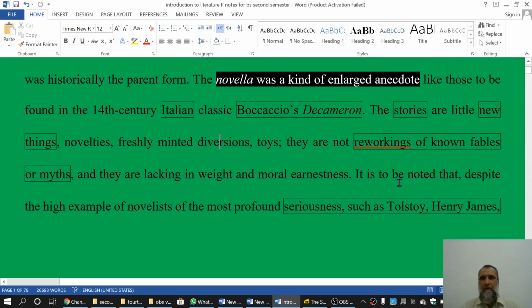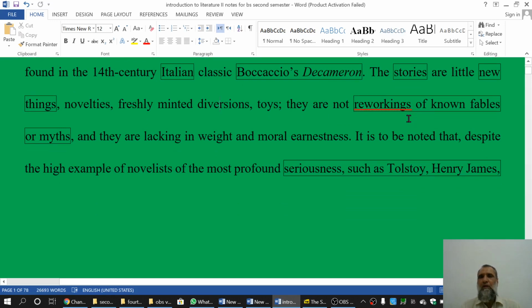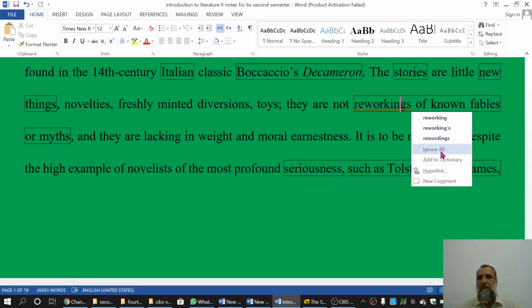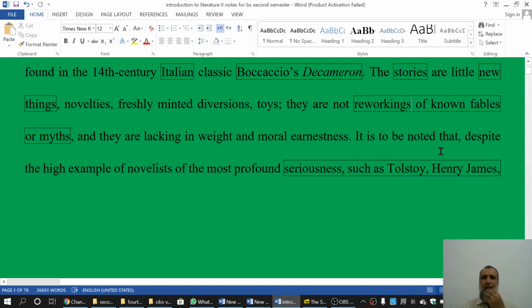They are also referred to as the reworkings of known fables. That is, fables are the stories of animals, talking animals. They are called fables. So they were reworked sometimes and converted into novellas. They were also reworkings of myths, for example, Greek mythology or all the classical mythology, or any mythology, maybe religious mythology.